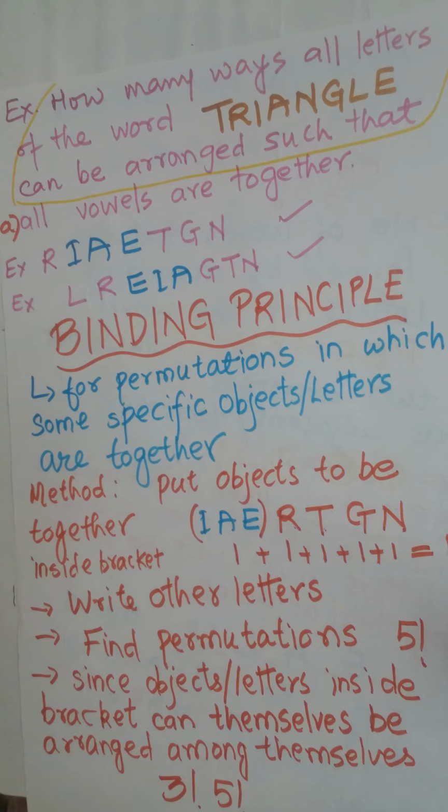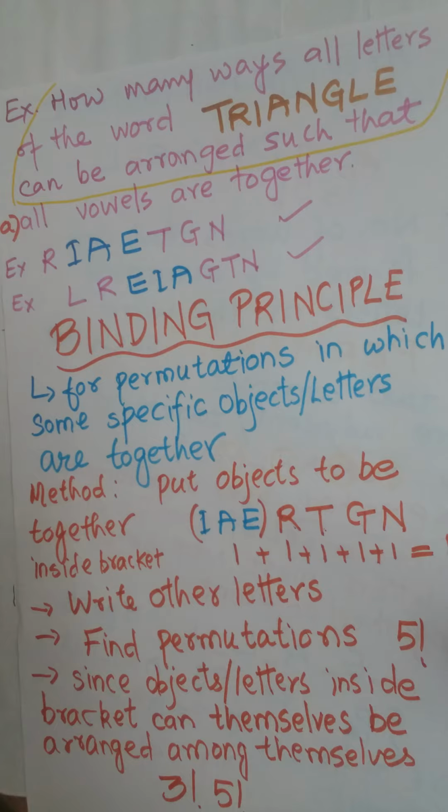Now let's take another example on this binding. In the next example, which is the second part of this, the first was all vowels are together. The question was how many ways all letters of the word triangle can be arranged such that this is what we did by binding, all vowels are together. Now part B is all consonants are together.